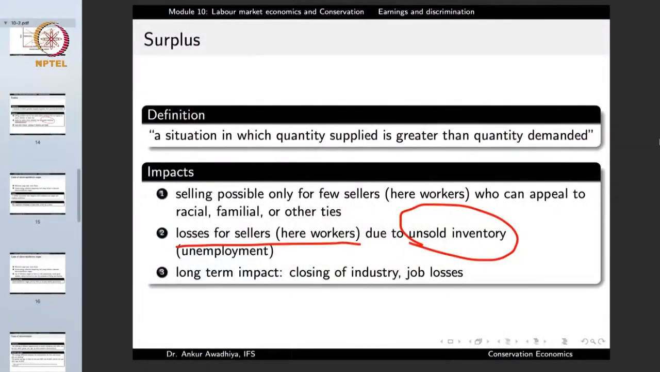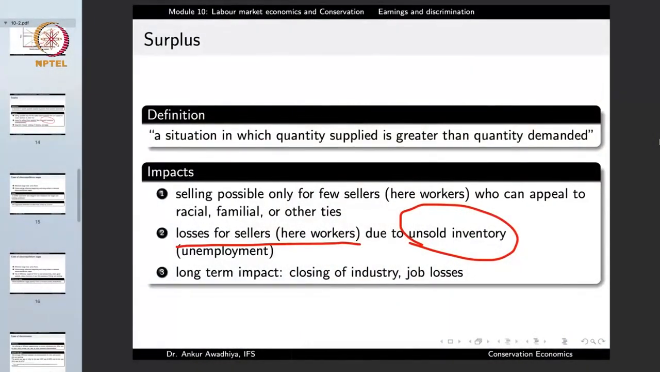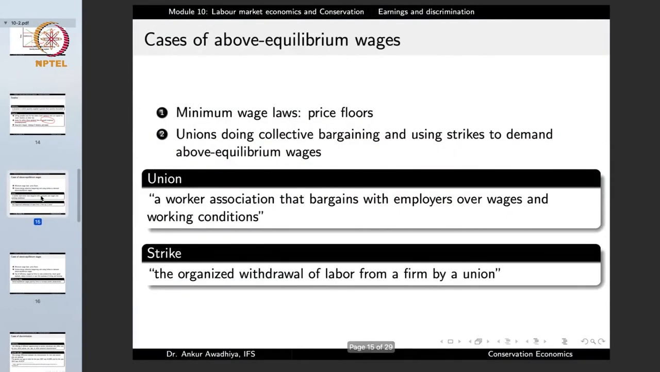And this may also have a long-term impact in terms of closing of industry or job losses, because the price is a bit too high for people to pay. So in that case, it will be difficult for at least some people to run their industries. And because of that, they might close the industries, which will result in even greater unemployment. So this is another modulating factor to the neoclassical theory of distribution.